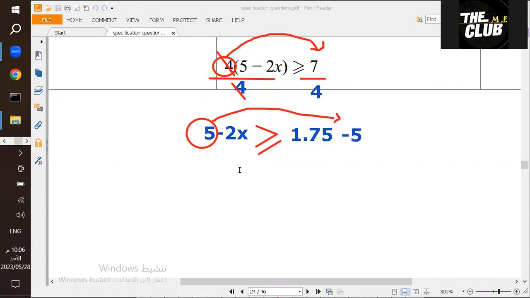Now, what did I leave here? I left negative 2x. And same inequality sign, because I didn't multiply or divide by a negative number in this thing. Now I do this, it's going to be negative. Okay. This time plus 1.75, it's going to be 3.25. Now, what do I have to do now?